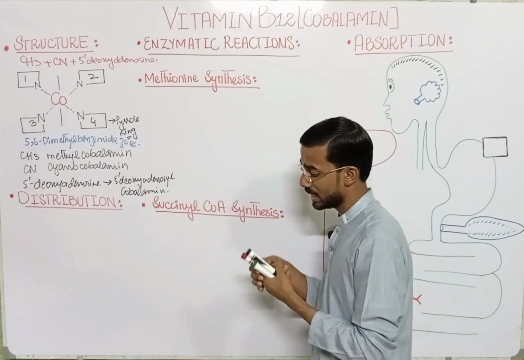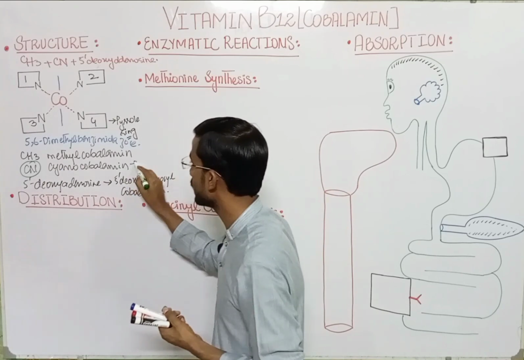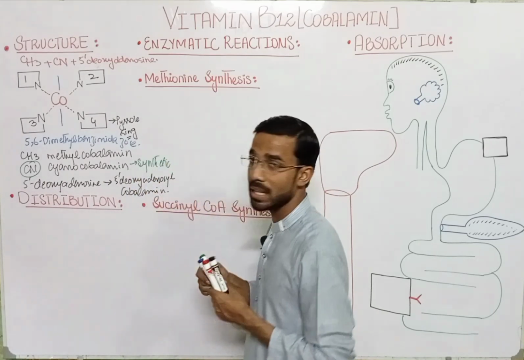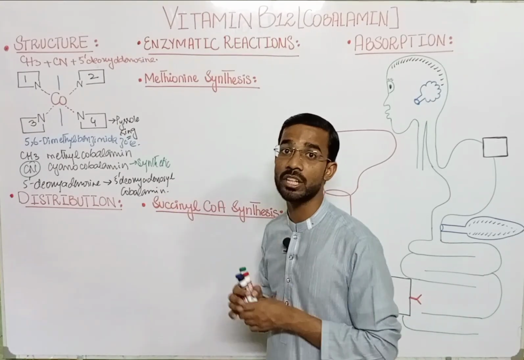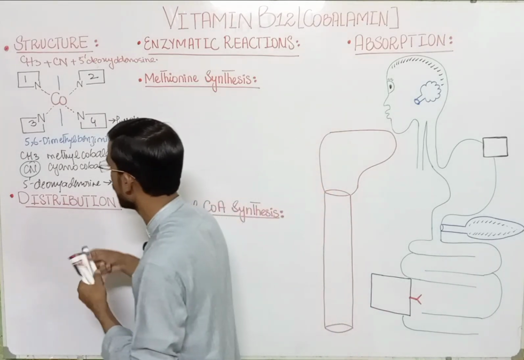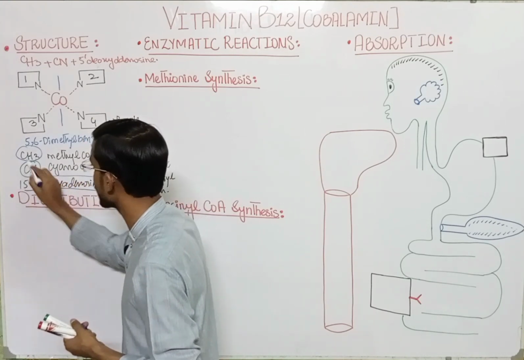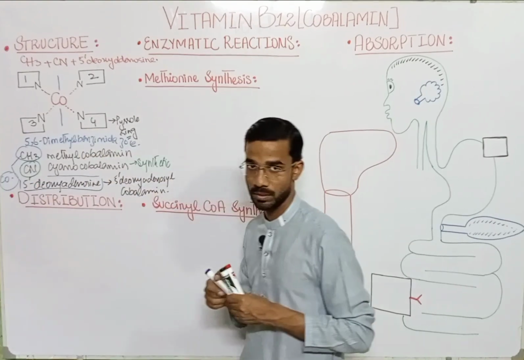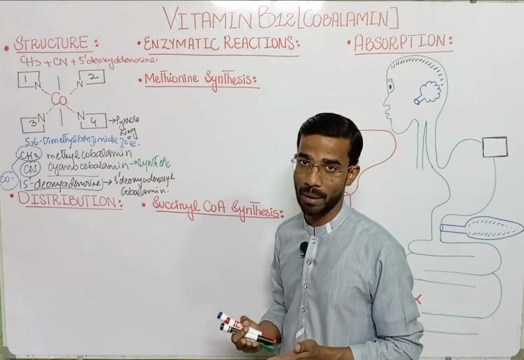But the important thing is that the cyanide form is actually the synthetic form. The methyl and the 5'-deoxyadenosyl forms are the coenzyme forms. These are the differences between these forms of cobalamin.